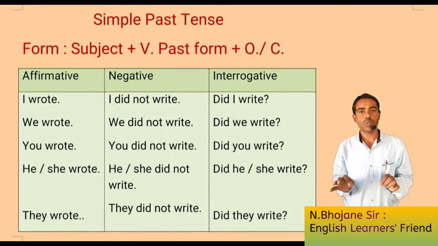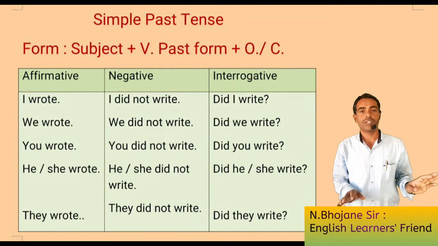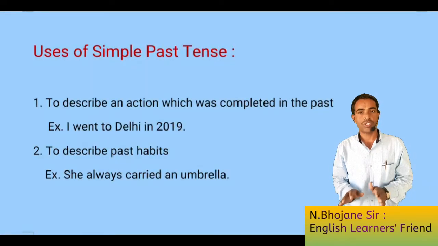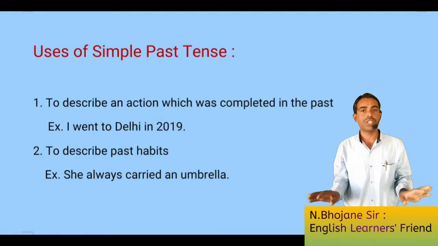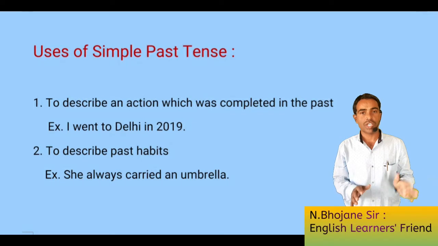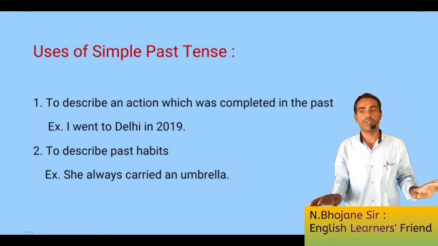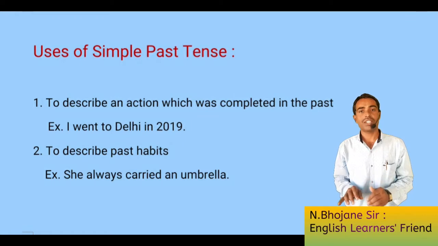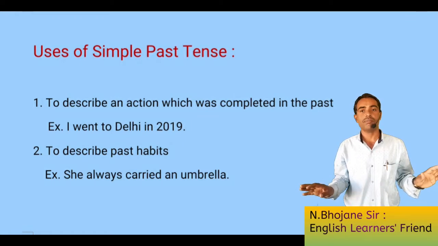Now, uses of simple past tense. Simple past tense is used to describe an action which is completed in the past. For example, I went to Delhi in 2019. This tense is also used to describe past habits. For example, she always carried an umbrella.